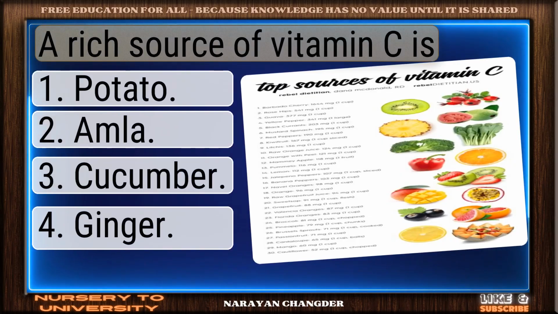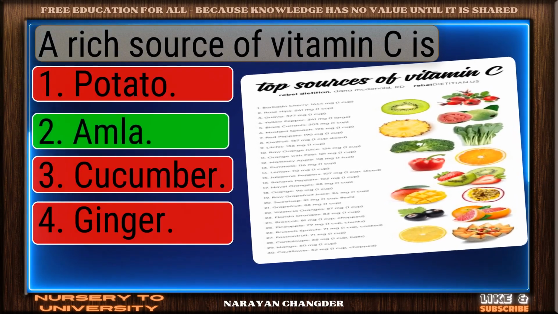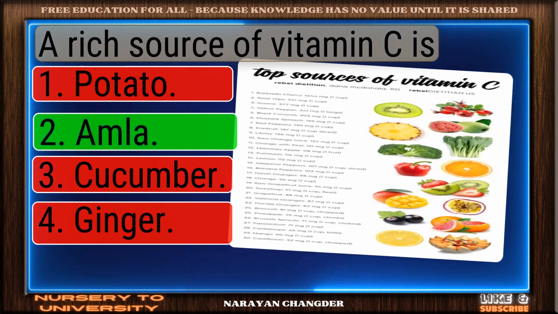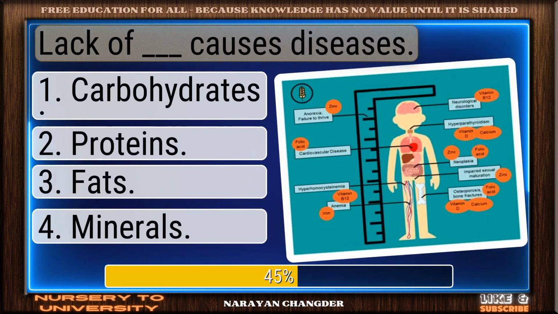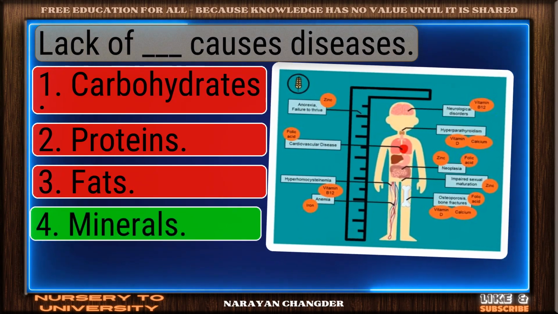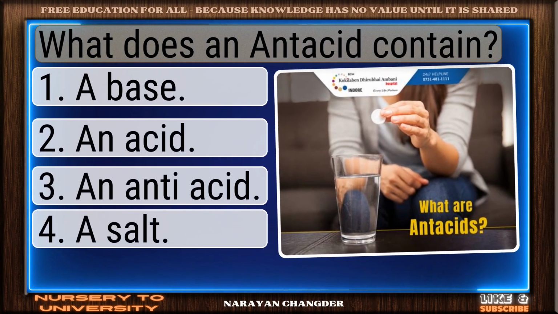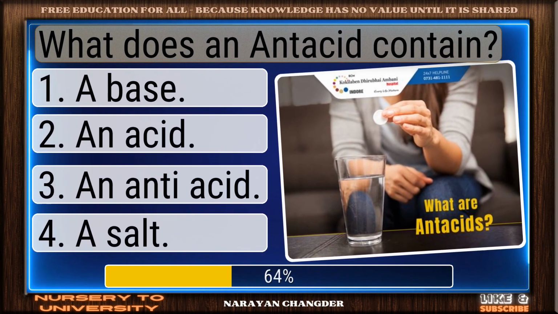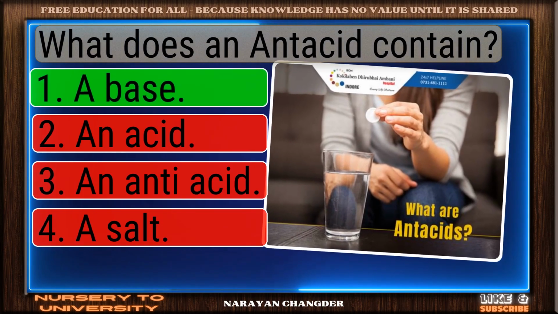A rich source of vitamin C is... Correct response. Amla is the most accurate answer. Lack of dash causes diseases. Smart move. Minerals is an accurate answer. What does an antacid contain? Solid response. A base is a valid choice.